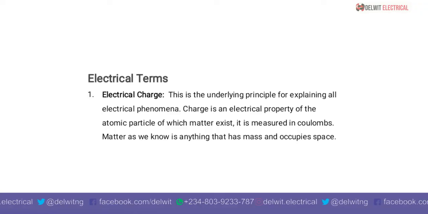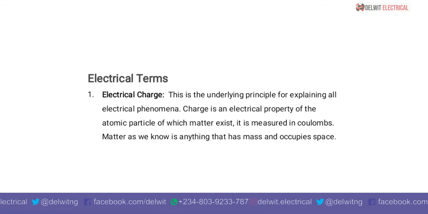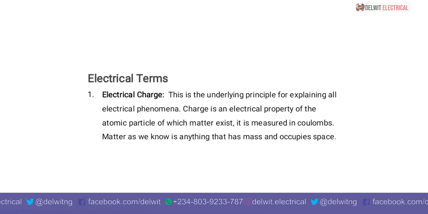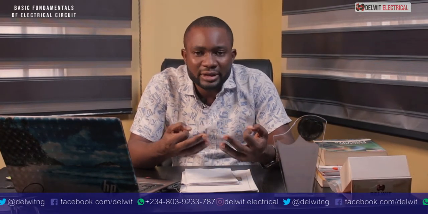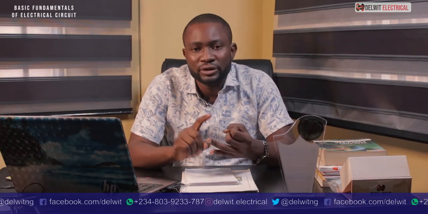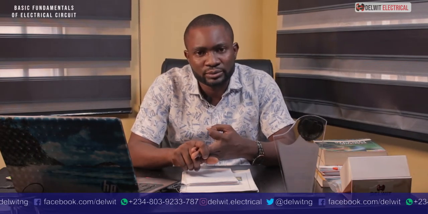Electrical charge is an electrical property of an atomic particle of which matter exists. Matter is anything that has mass and occupies space. It is measured in coulombs, and we usually represent it with Q. An atom itself is made up of three basic fundamental blocks. We have the electron, we have the proton, and we have the neutron.